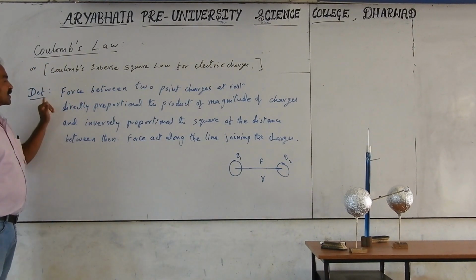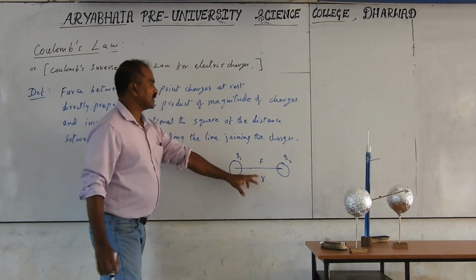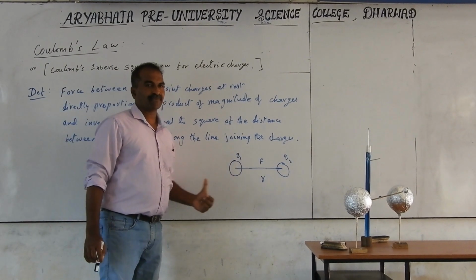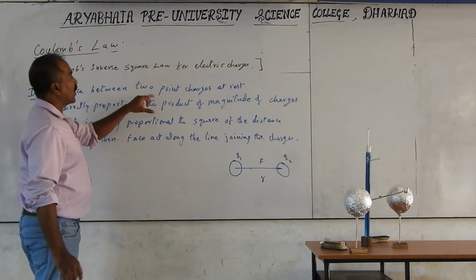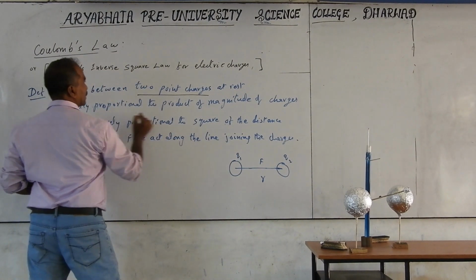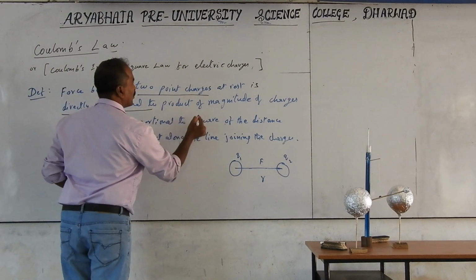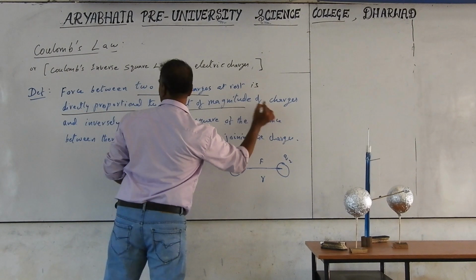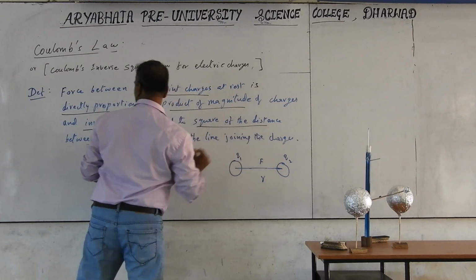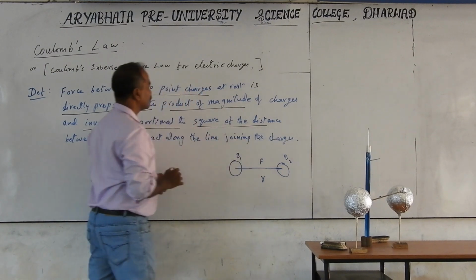Statement of Coulomb's law. Actually, it is a statement, but I am writing it as a definition. If you take two charges Q1 and Q2 separated by some distance, then there will be a kind of force acting between the charges. The force can be attractive or repulsive. The force between two point charges at rest is directly proportional to the product of the magnitude of the charges and inversely proportional to the square of the distance between them. Force acts along the line joining the charges.